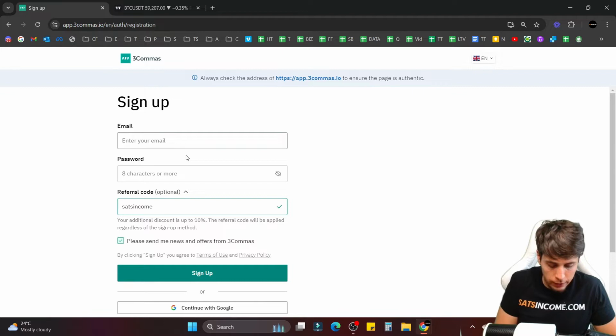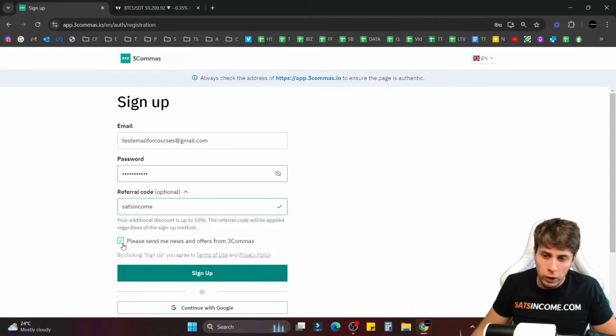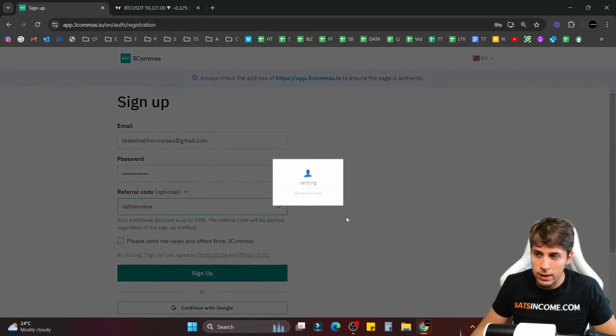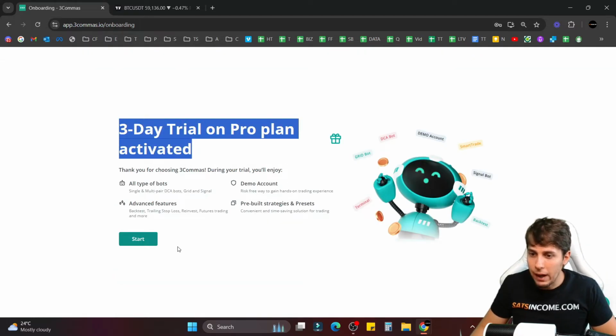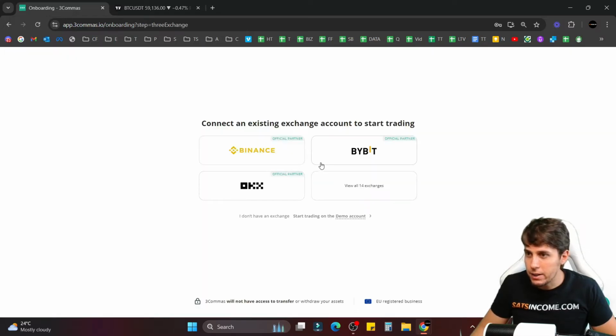Okay, so once you've done that, all you gotta do is add your email and password. Then you might want to disable this if you don't want them to spam your email with news and offers. And the last thing you have to do is just click on sign up and verify. Alright, 3-day trial on Pro plan activated. Start, that's it, we are in.